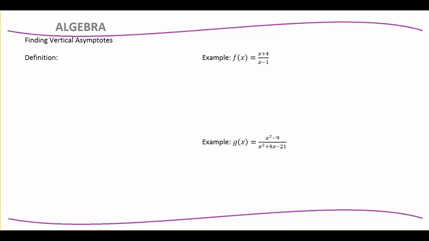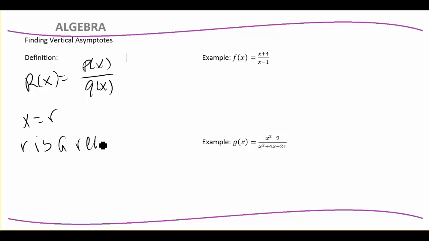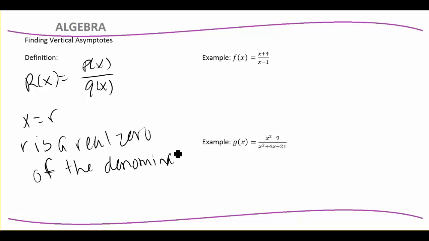Today we're going to be looking at how to find vertical asymptotes. The definition of a vertical asymptote is: a rational function of the form r of x equals p of x over q of x, in its lowest terms, will have a vertical asymptote of x equals r, where r is a real zero of the denominator. And in our representation above, our denominator is q of x.